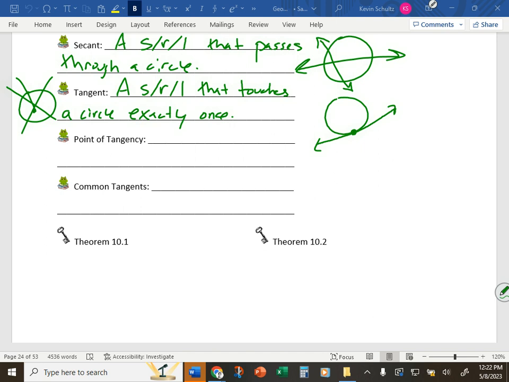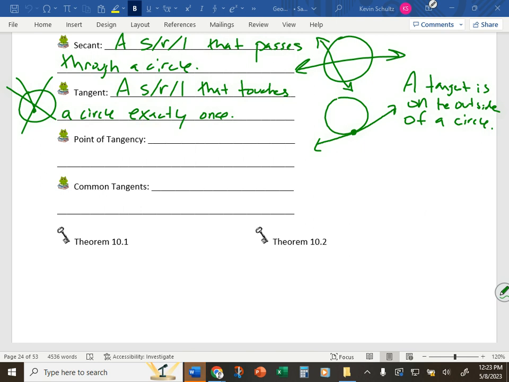I only have two lines. Sure, add it. Yes, please. A tangent is on the outside of a circle. There you are.